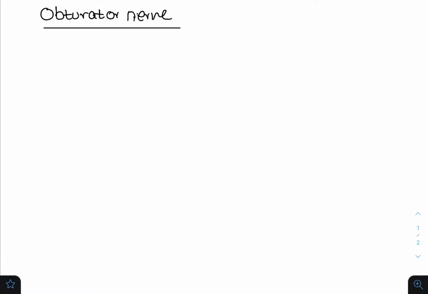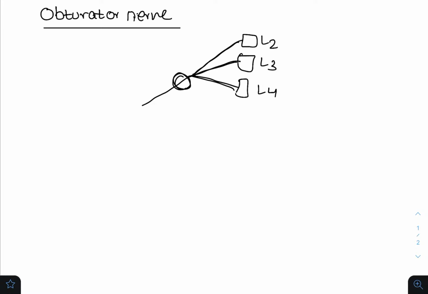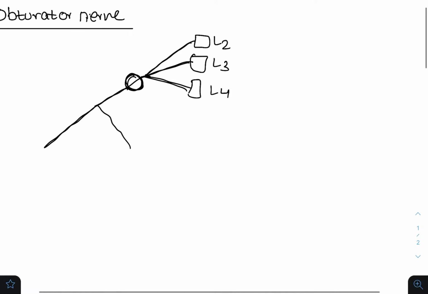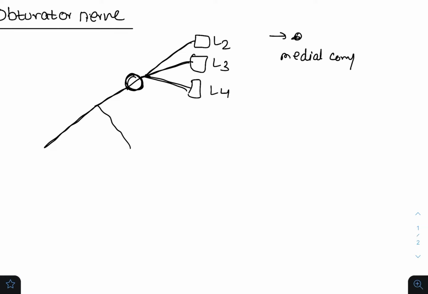Obturator nerve. The obturator nerve arises from L2, L3 and L4 vertebra. So these three lumbar vertebra give rise to the obturator nerve. Now this obturator nerve passes through the obturator canal and then divides into anterior and posterior divisions. So we must know that obturator nerve is a nerve of the medial compartment of thigh.